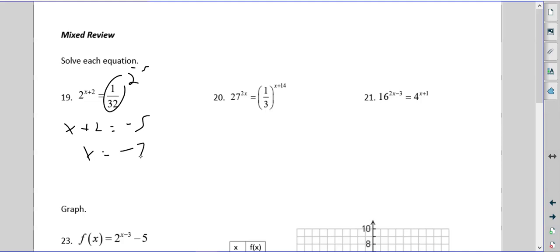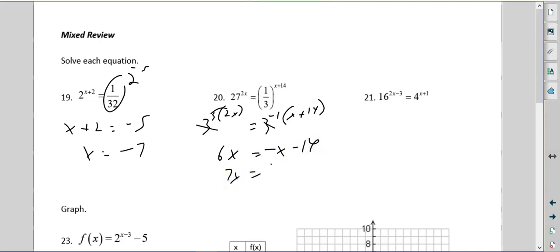So 1/3 is really just 3 to the negative 1. x plus 14 goes here. 27 is 3 cubed. 2x goes here. So 3 times 2x is 6x. We can get rid of these. Negative 1 times x plus 14 just makes negative x minus 14. Add x to both sides. We have 7x equals negative 14. So x equals negative 2.